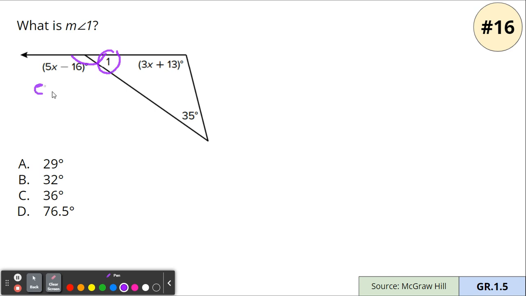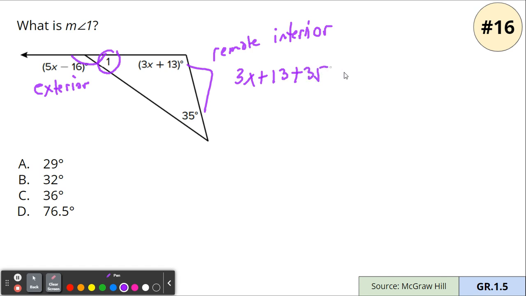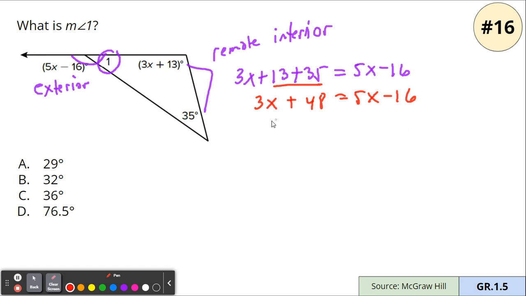However, before we can find angle 1, we have to find x first. So as you can see, this is our exterior angle, and then these 2 will be our remote interior angles. Just like what I said a while ago, the sum of the two remote interior angles, 3x plus 13 and 35, will be equal to the exterior angle, which is 5x minus 16. So solving for this one, let's combine similar terms on our left side. So 13 plus 35 will give us 48. So 3x plus 48 is equal to 5x minus 16. Since we have variables on both sides of our equation, we eliminate the smallest one, which is positive 3x. So we get the inverse of that.